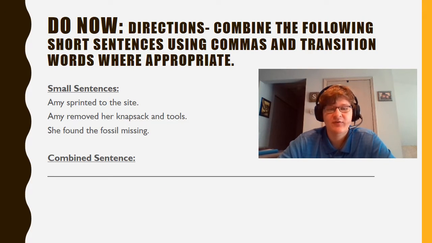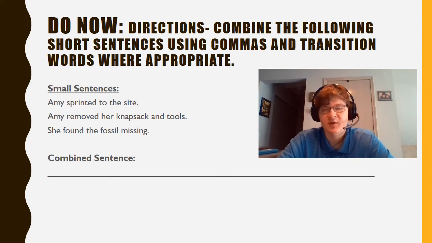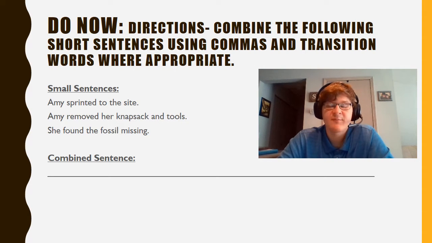Next up we have our do now. You're going to combine these small short sentences into a combined sentence using commas and transition words. So our three small sentences: Amy returned to the site. Amy removed her knapsack and her tools, and she found the fossil missing. Combine all three of these into one full sentence.